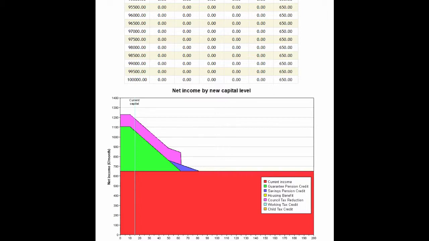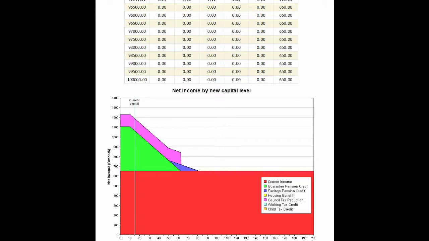You see a small wedge-shaped blue block, which is savings pension credit, gradually increasing and then decreasing, and a sudden cliff edge where council tax reduction stops at the same point as guarantee pension credit is eroded away, and it moves on to a capital test which it fails.